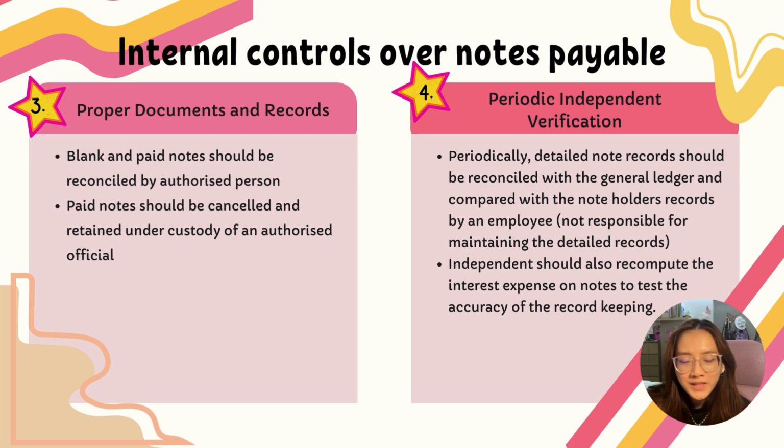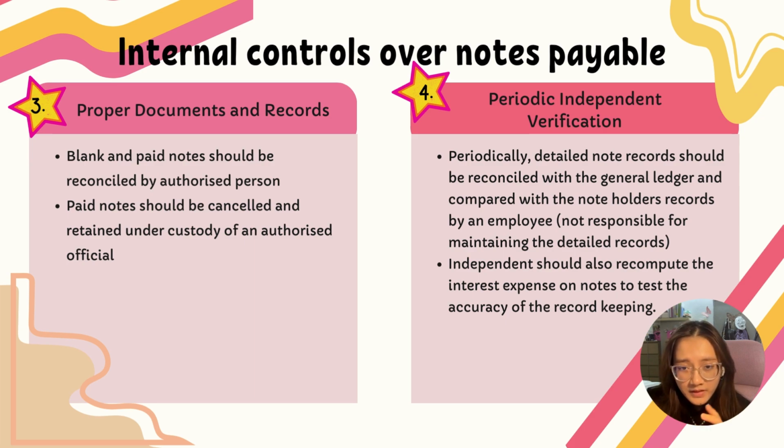Reconciliation of blank and paid notes by an authorized person is important because blank and paid notes should be periodically reconciled by an authorized person who is independent of the issuance process. This involves comparing records of issued, outstanding, and paid notes with the actual physical or electronic notes to ensure all notes are accounted for and there are no discrepancies. For the authorized person, the person responsible for this reconciliation should have the appropriate authority and independence to ensure objectivity. This helps prevent potential fraud or errors from going unnoticed.